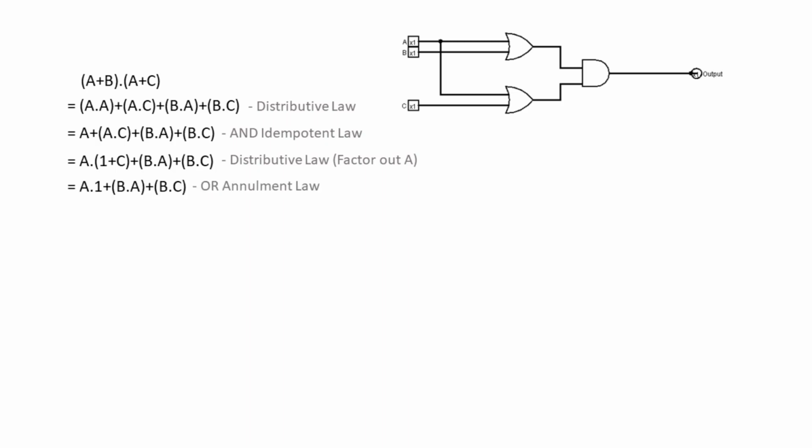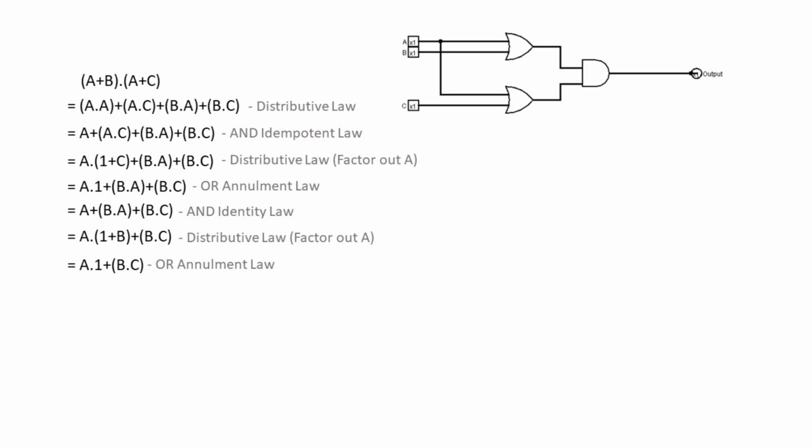Now, because of the OR annulment law, we can simplify 1 or C to just 1. We can once again factor A from A and B to form A and 1 or B, and C. Using the annulment law, we can simplify 1 or B to just 1, leaving A and 1, or B and C. Finally, using the identity AND law, we can simplify this entire function to just A or B and C.